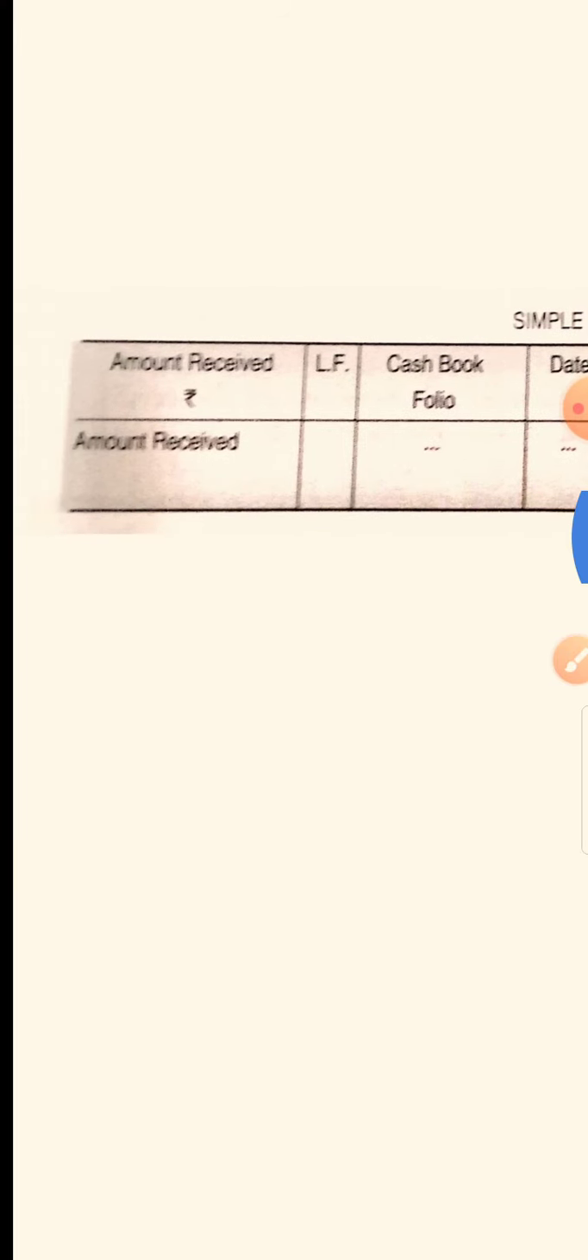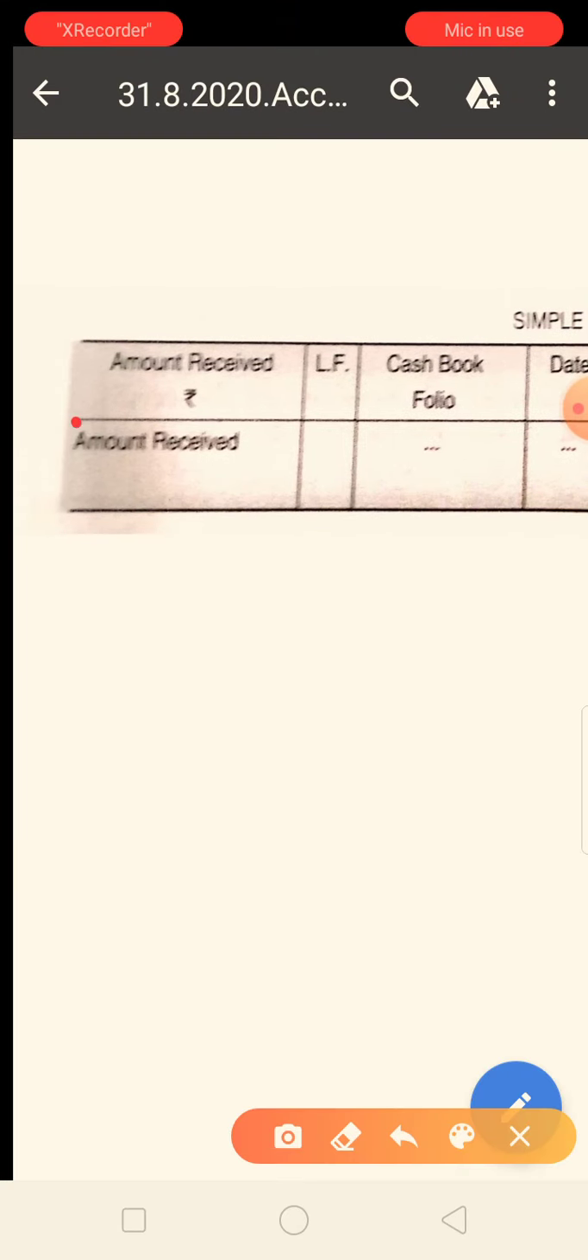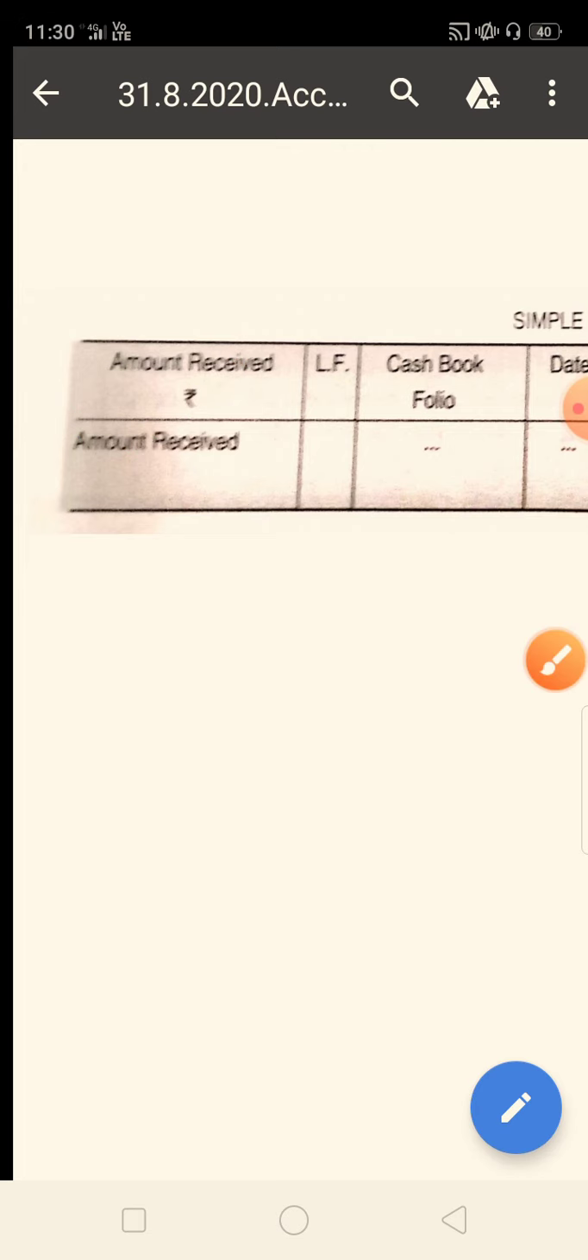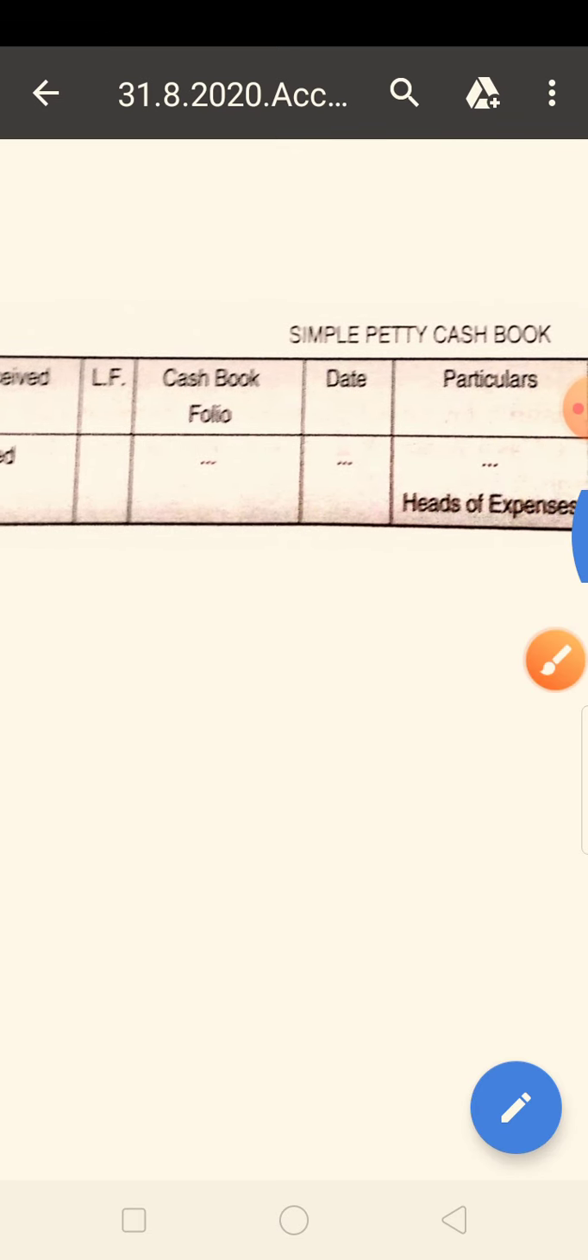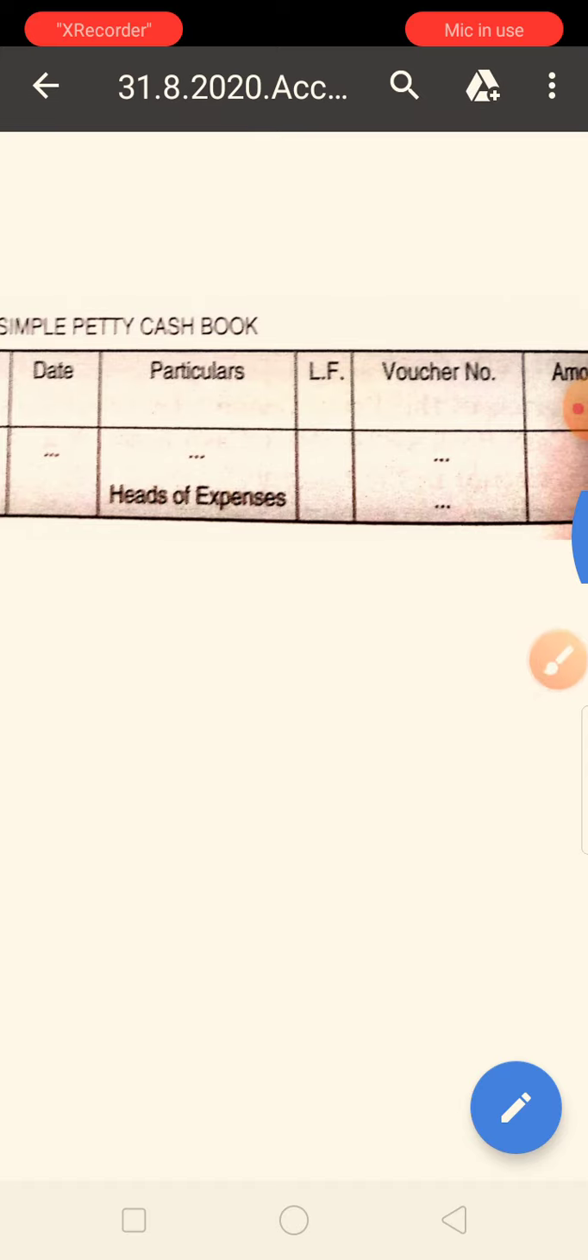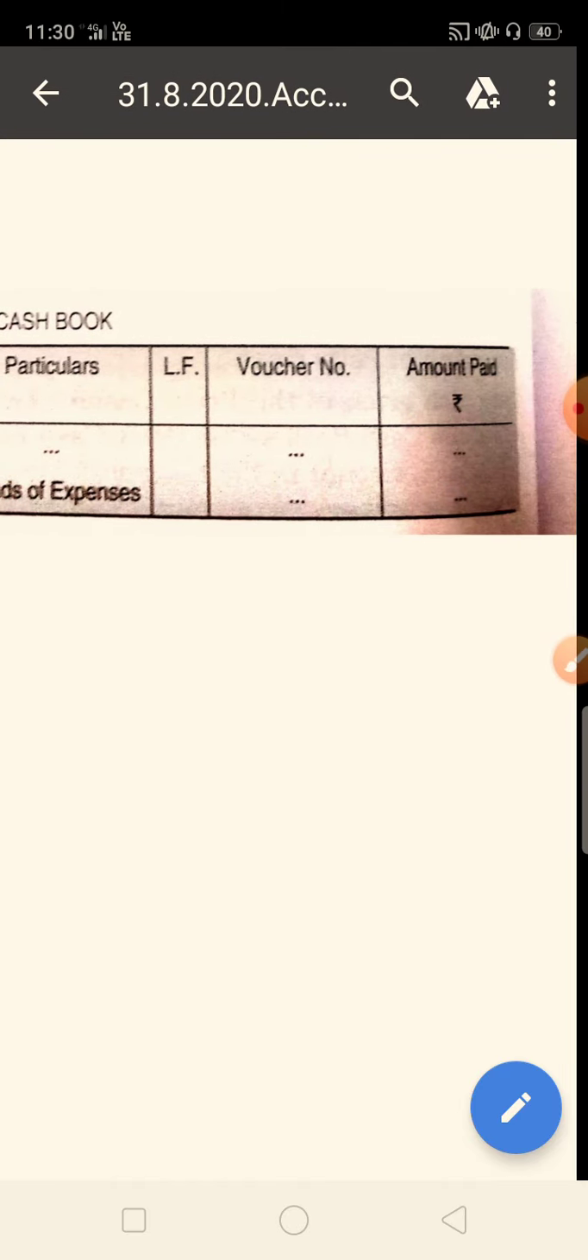My dear student, this is a format. The format is: this is the amount received column, and this is the LF, cash book folio, date, particulars, LF, voucher number, and amount paid. My dear student, clearly I am saying that the amount received column, date column, particulars column, and amount paid column, these four columns are very important, because in these four columns we have to work, my dear student.